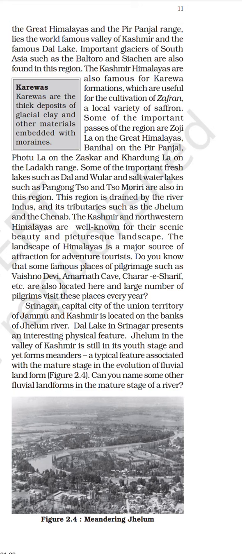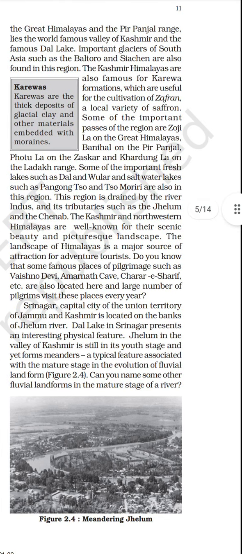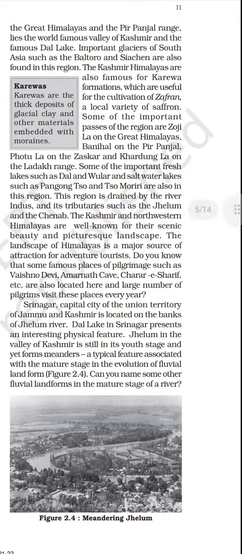Srinagar, capital city of the state of Jammu and Kashmir, is located on the banks of Jhelum River. Dal Lake in Srinagar presents an interesting physical feature. Jhelum in the valley of Kashmir is still in its youth stage and yet forms meanders, a typical feature associated with the mature stage in the evolution of fluvial landforms. Can you name some other fluvial landforms in the mature stage of a river? Take a look at figure 2.4, meandering Jhelum.